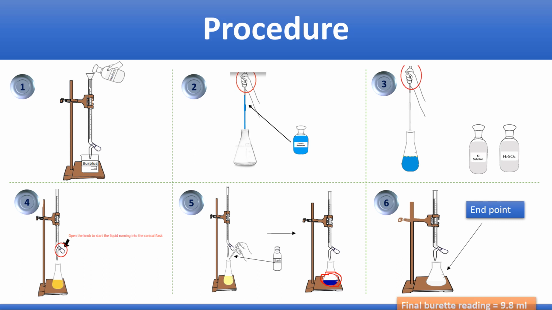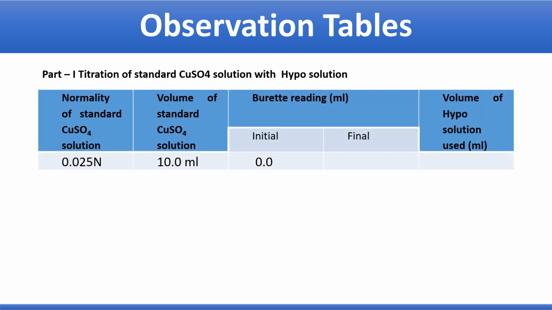So assume that this time the final burette reading is 9.8 ml. The first burette reading we have taken with the standard copper sulfate solution, suppose that was 10.1 ml, and the second titration we have performed with the unknown copper sulfate solution. Suppose this time the burette reading comes to 9.8 ml. So then we form the observation tables.